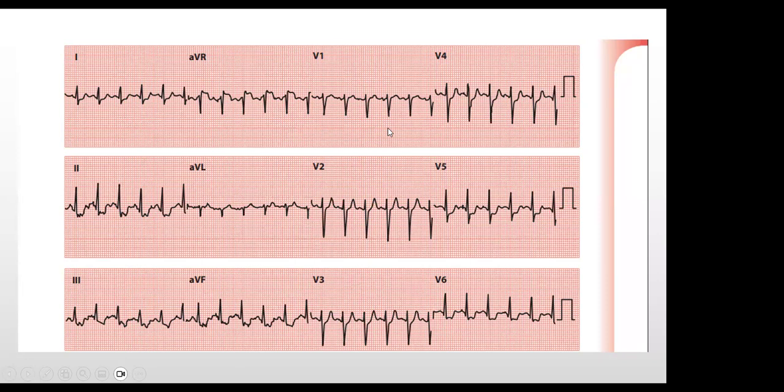Okay. So what? Yeah, look at the AVR. AVR is a bit elevated. Then look at lead 5, lead 6. Depression. Depression seems to be everywhere, right? Yes. The widespread depression.